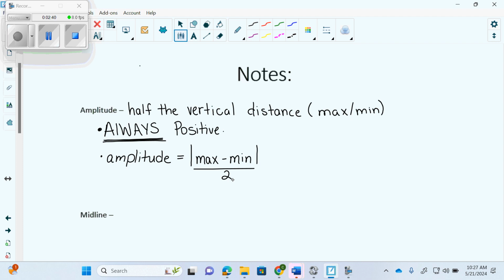So your amplitude is max minus min divided by 2 with the absolute value sign, because if you got like the absolute value of -2, how far is -2 from 0? 2. So the absolute value signs actually are the distance from 0. So -4 is 4 from 0. -8 is 8 from 0. So that's why it always turns out positive. Okay? All right. So we're going to go back and we're going to do the amplitude of all of these.